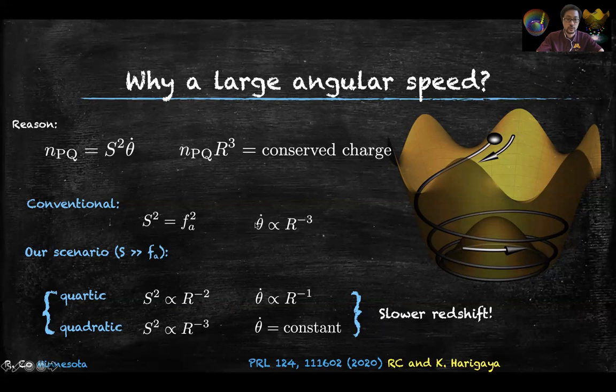So in the conventional understanding, this initial velocity, even if you initiate it somehow at the minimum of the potential, will redshift very quickly. But in our case, since we start with a very large field value, the field value of the Saxion redshifts depending on the potential of the Saxion. It can be a quartic potential or quadratic potential. But in any case, when you find the redshift of the theta dot, you find that the redshift is significantly slower than the conventional case. And this could be the reason why this scenario has been overlooked in the literature.